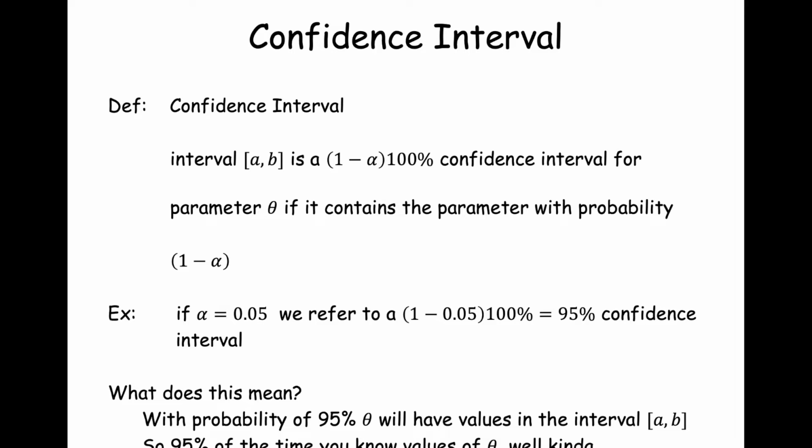That interval AB contains that parameter theta with some probability, namely 1 minus alpha probability. And so the example we gave, if alpha is 0.05, we refer to that as a 1 minus 0.05, which is 0.95, multiplied by 100, that it would be a 95% confidence interval. And so effectively, that talks about this idea of a covering probability. With probability of 95%, theta, your unknown ground truth parameter, will have values that fall within that interval. Said differently, you could say that interval AB covers theta.